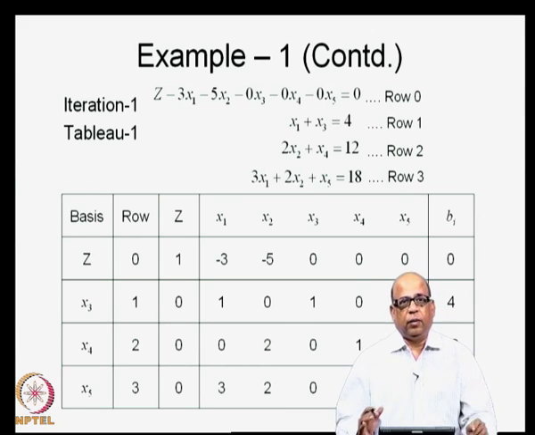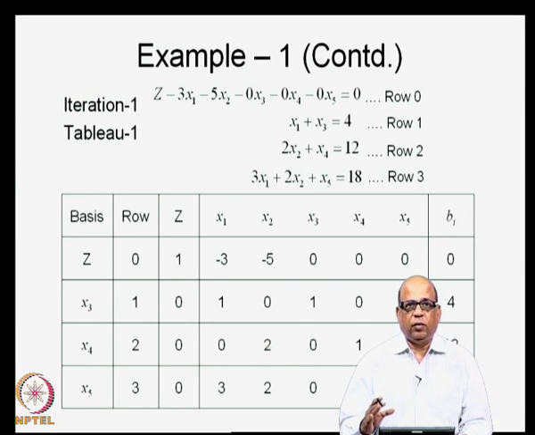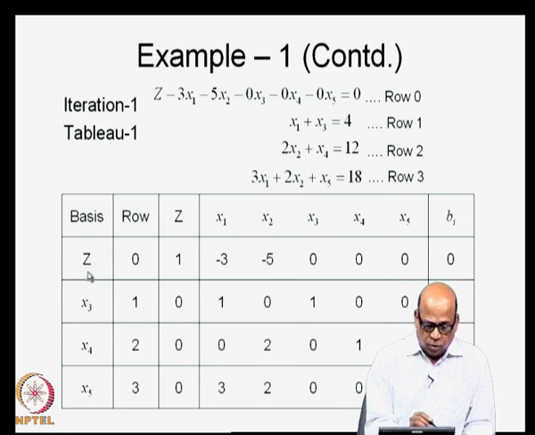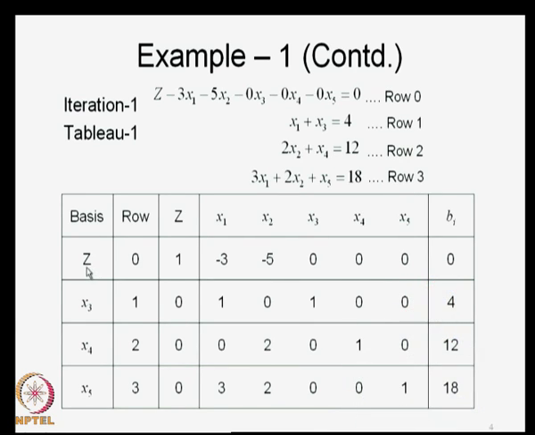At any iteration, the first question that you would ask is, is this solution optimal? Recall that the solution is read like this. The variable z is equal to 0, x3 is equal to 4, x4 is equal to 12 and x5 is equal to 18, with the non-basic variables x1 is equal to 0 and x2 is equal to 0 as the solution. So, the solution in any iteration can be read from the variable here and the value here.